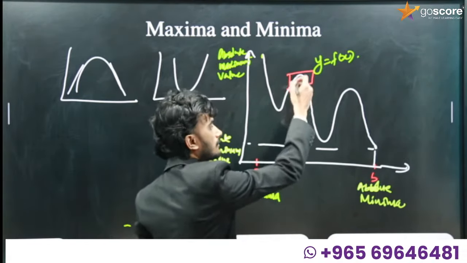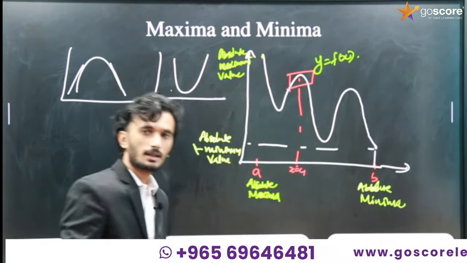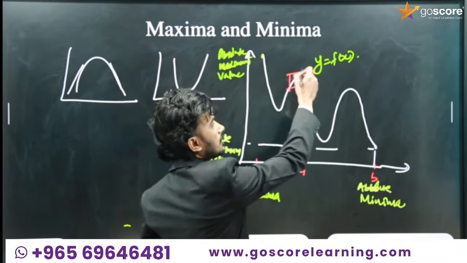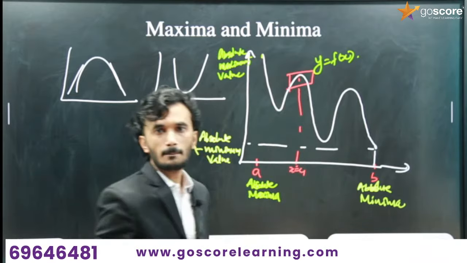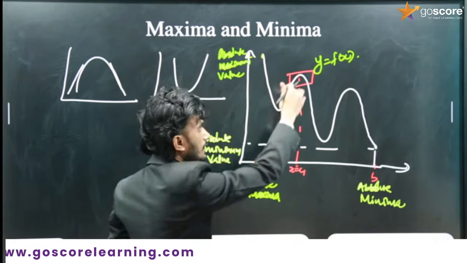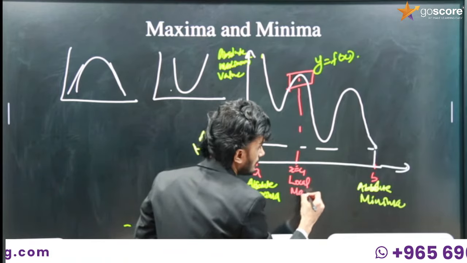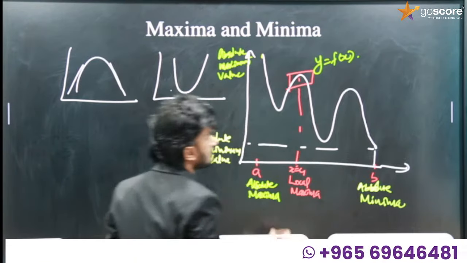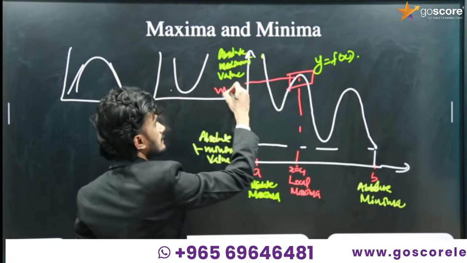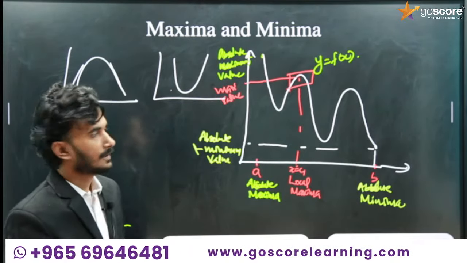So I am taking this interval, with x is equal to C1. In this particular interval, this value is maximum. In the x-axis, it is called local maxima. Here it is the maximum value.